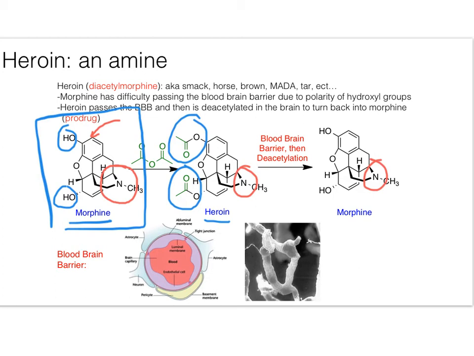So the heroin passes through the blood-brain barrier quite easily, and then, interestingly enough, the enzymes in the brain actually remove these chemical groups and reform morphine once it's in the brain. So in fact, heroin is really just a morphine delivery system, a way of getting morphine into your brain, where it can then act on the opioid receptors in your brain.